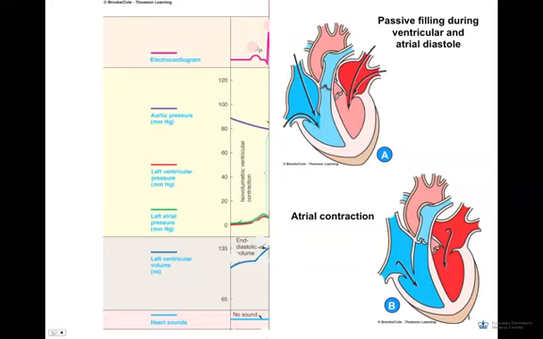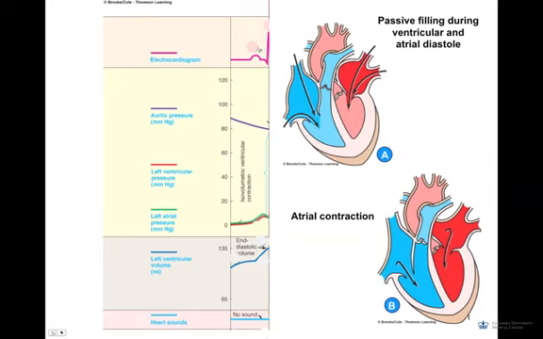So then the P wave strikes, okay? So then the P wave happens, it depolarizes the atria, and then once it depolarizes the atria, it's going to cause atrial contraction. So over here, down here, we see the contraction of the atria, which is going to push more blood into the ventricles.